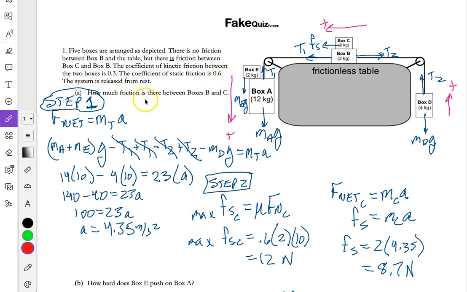So to find how much friction there is between B and C, the very first step we need to do is set up a net force equation for the entire system.